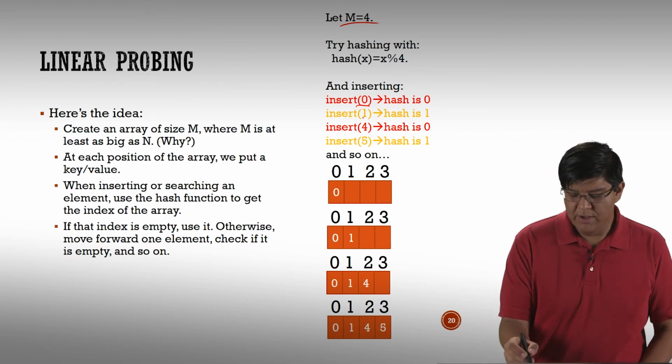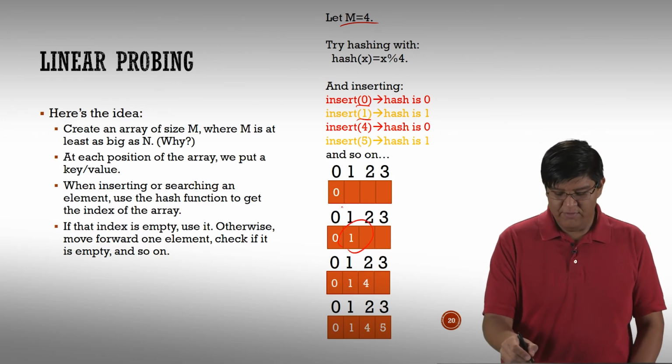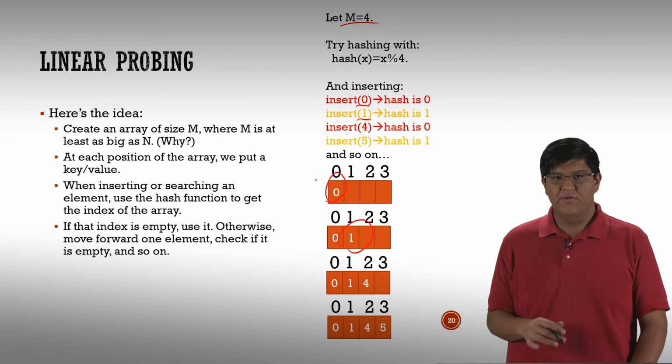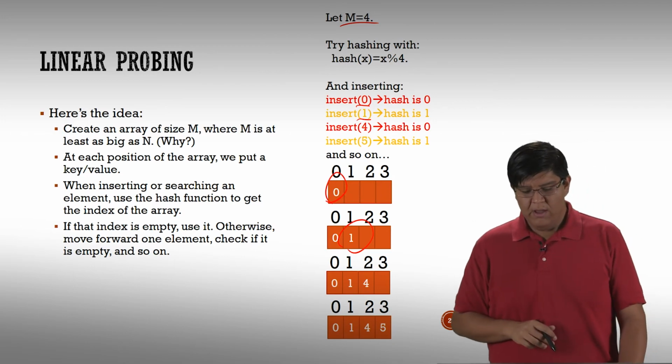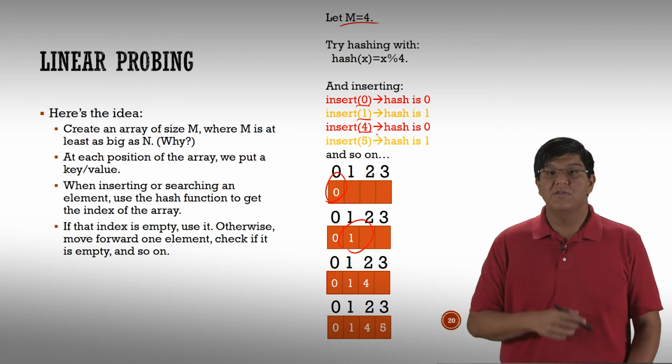1 wants to be added to the array. It gets hashed, and it wants to go to the index of 1. That's fine. We're looking over here and saying, is this free or not? 1 is free, so I can put it in there. All's good. Then we go to 4, and 4 is going to hash to 0.